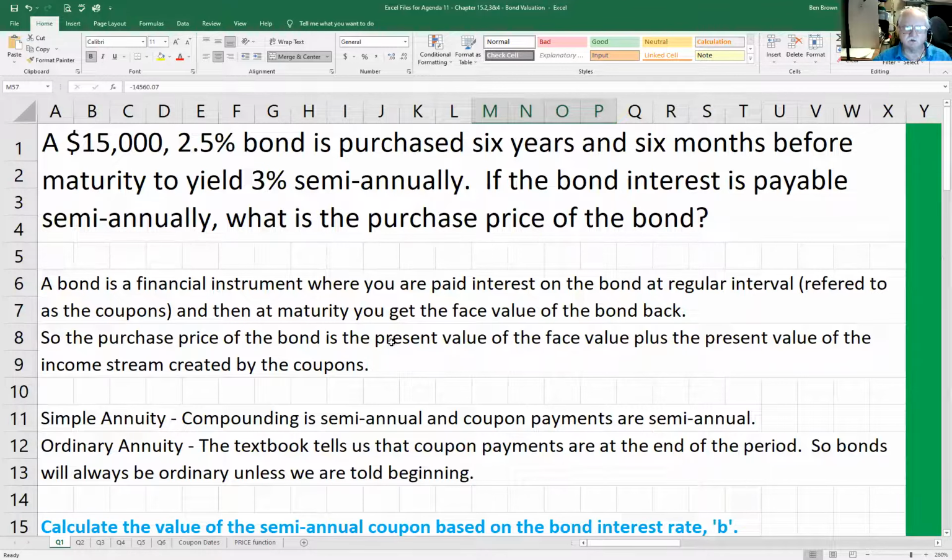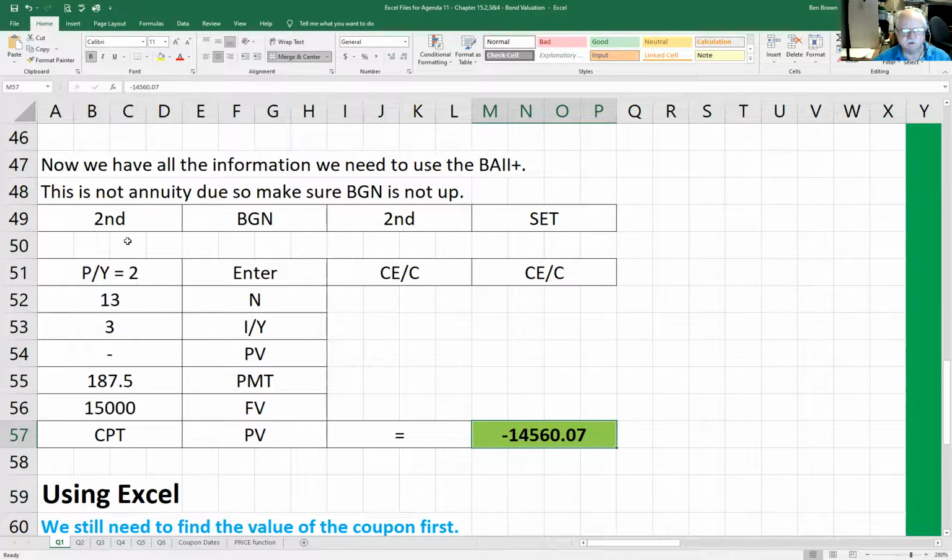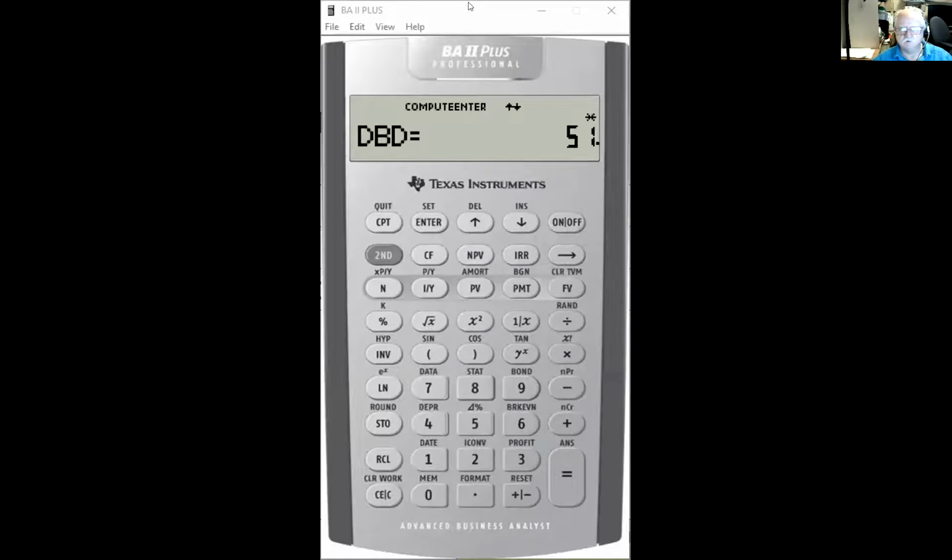Okay, let's see what other terrible things they can do to us here. Could we do this calculation on the BA2 Plus? Yes. Let's find that. Stop sharing that. Go find that calculator. So can you see the BA2 Plus now? Yes, sir. Okay, I'll clear it.